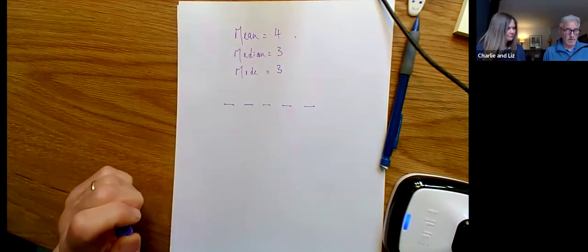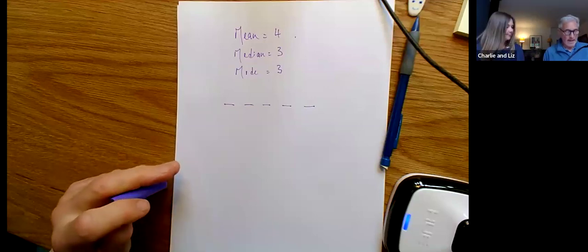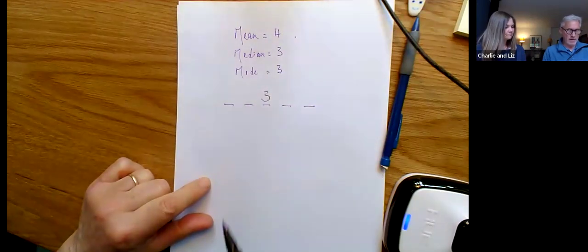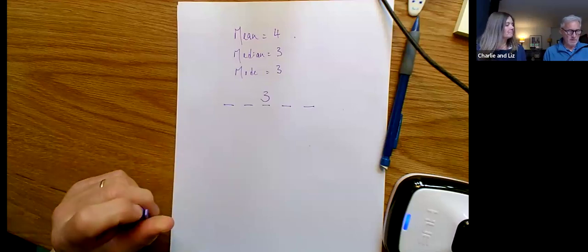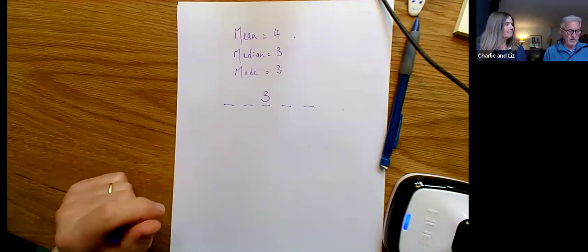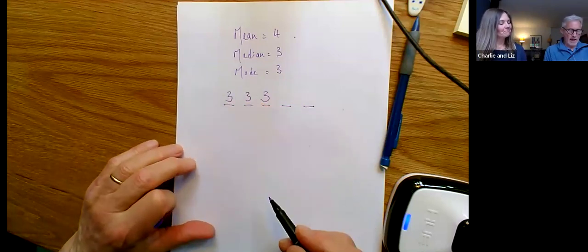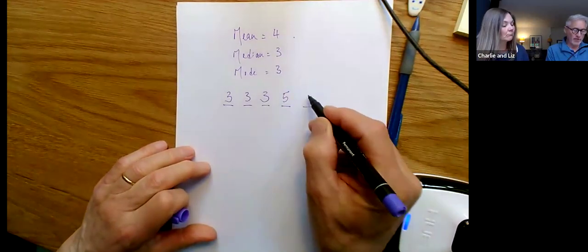Okay, so if the mean is 4, they're all going to have to add up to 20, because there are 5. Absolutely. And if the median is 3, I'm going to need a 3 in the middle. Okay, that's great. The mode is 3, so I need a few 3s. So I know that three 3s add up to 9, and I need another 11 to make a total of 20. So I could have 5 and 6, for example.